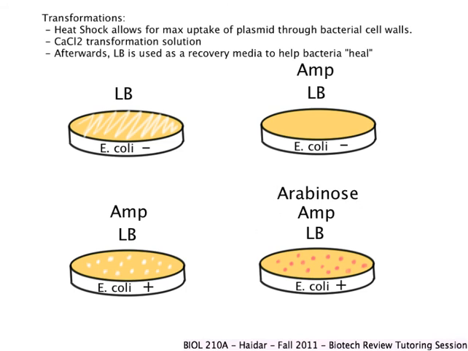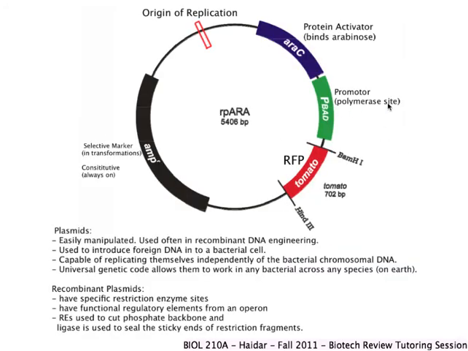Now, if you remember from our original plasmid, if I could just move this up front, our original plasmid here, we have the protein activator, RSC, which binds arabinose, which allows the promoter, which allows for everything to be expressed. So red fluorescent protein is only expressed in the presence of arabinose that binds to the activator, which allows the promoter to do its job.